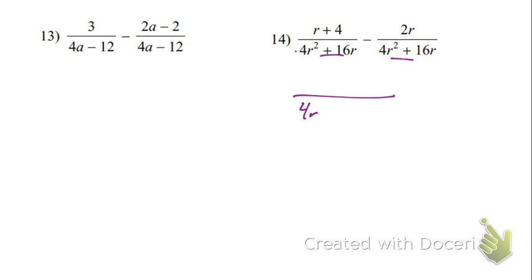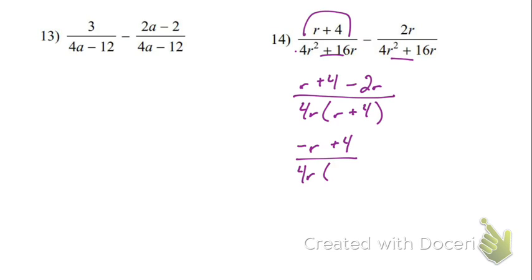So 4r, take that out, you're left with r plus 4. Now my numerator is r plus 4 from right here, and I'm subtracting just 2r. So then it gives me negative r plus 4 all over 4r times (r plus 4). Okay, now up top, if you wanted to, you could look at it this way. If I take out a negative, I get a negative 1, and then I'd have r minus 4 in there. This is all over 4r times (r plus 4).